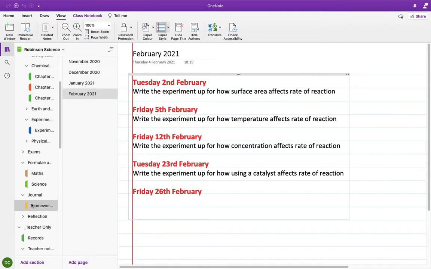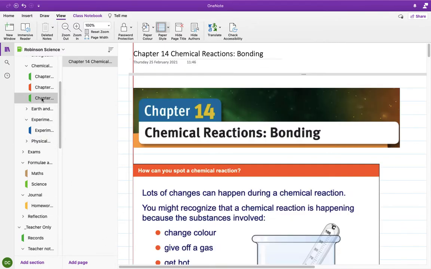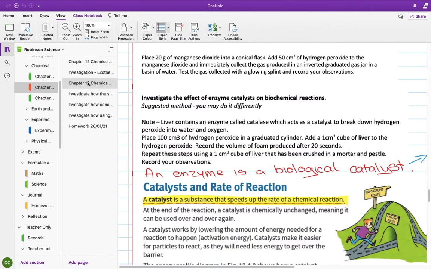Morning, guys. Right, your homework from Tuesday was just to write up the last experiment, the one about the catalyst. So, chapter 12 is finished.